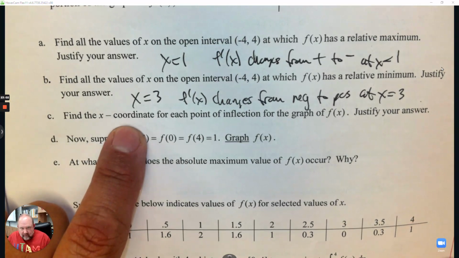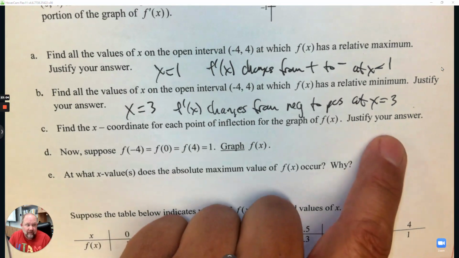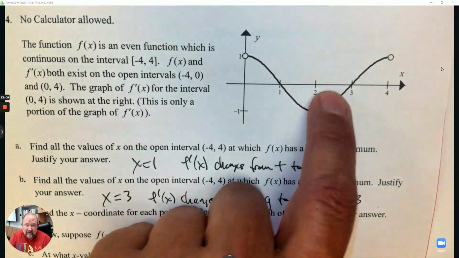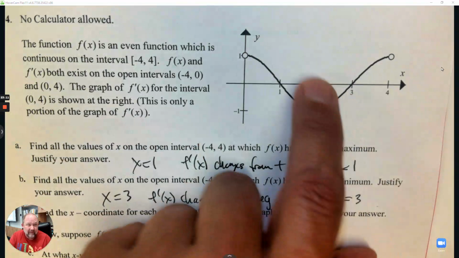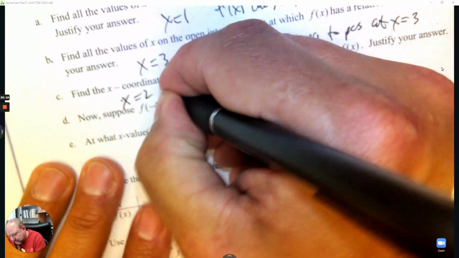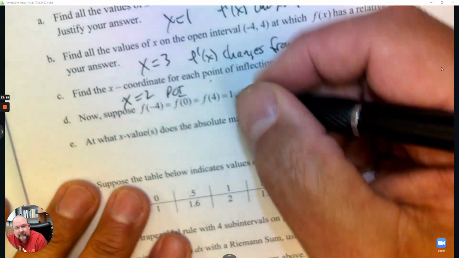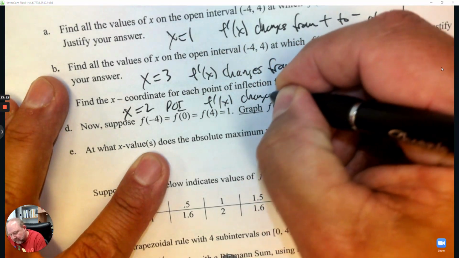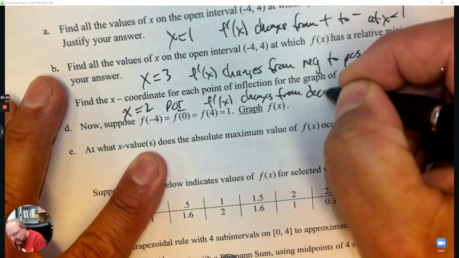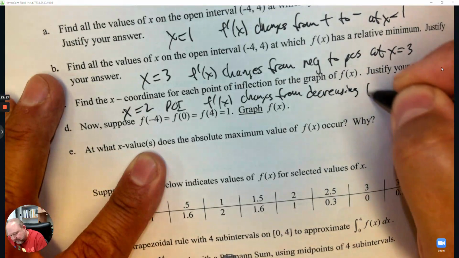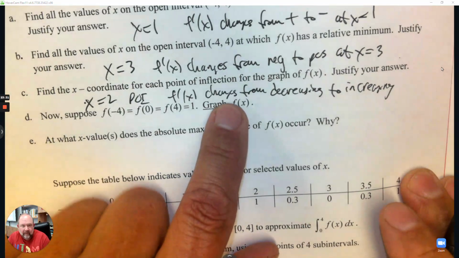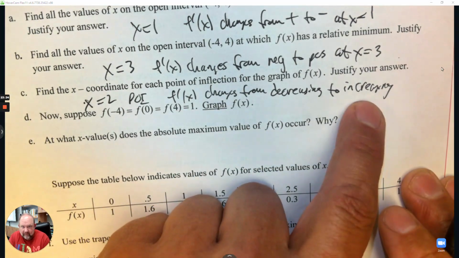Find the x-coordinate of each point of inflection and justify your answer. So for the derivative, the point of inflection is where it changes from increasing to decreasing or vice versa. In other words, it's the turning point, so at 2. In this case, it changes from decreasing to increasing. So we're looking at the derivative changing from decreasing to increasing.